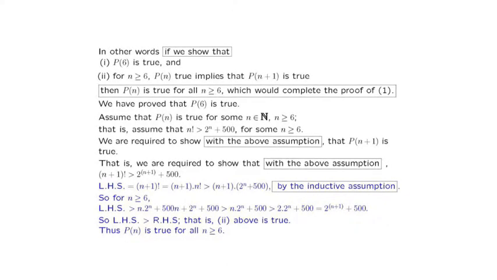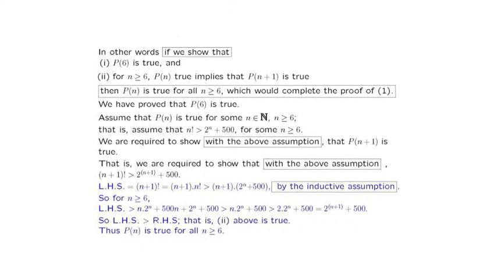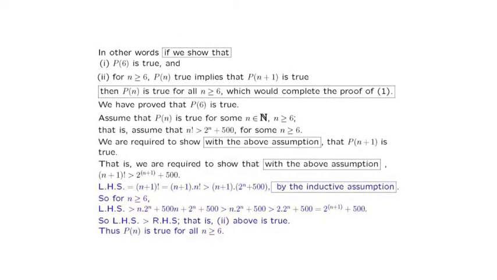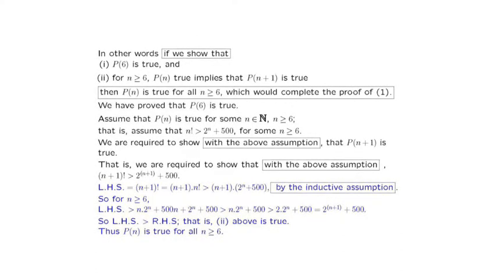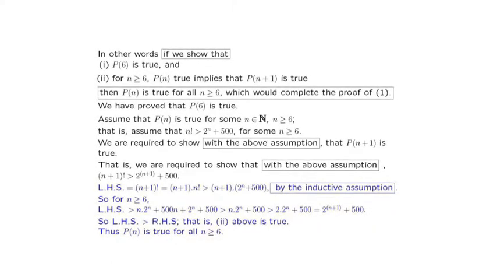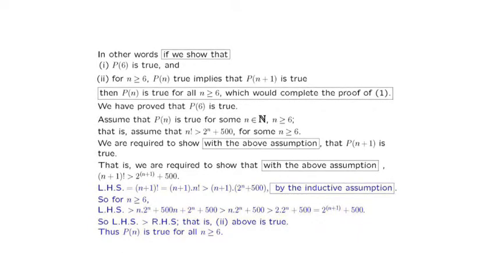So for n greater than or equal to 6, the left-hand side is greater than (n+1) times 2^n plus 500. Multiply that out. So the left-hand side is greater than n times 2^n plus 500n plus 2^n plus 500, just dropping a couple of those terms that we don't need. This means it is greater than n times 2^n plus 500.